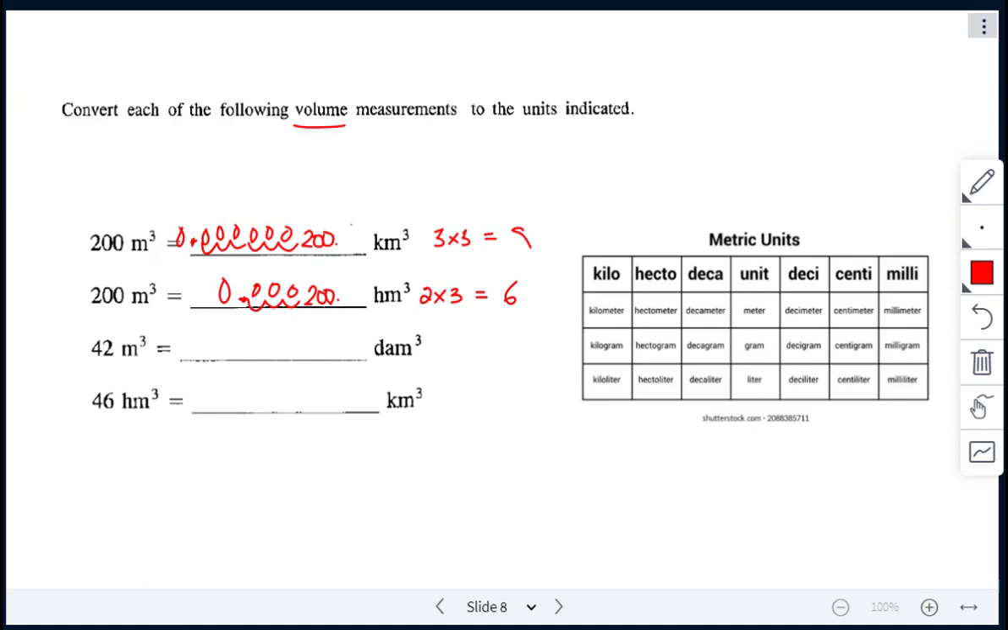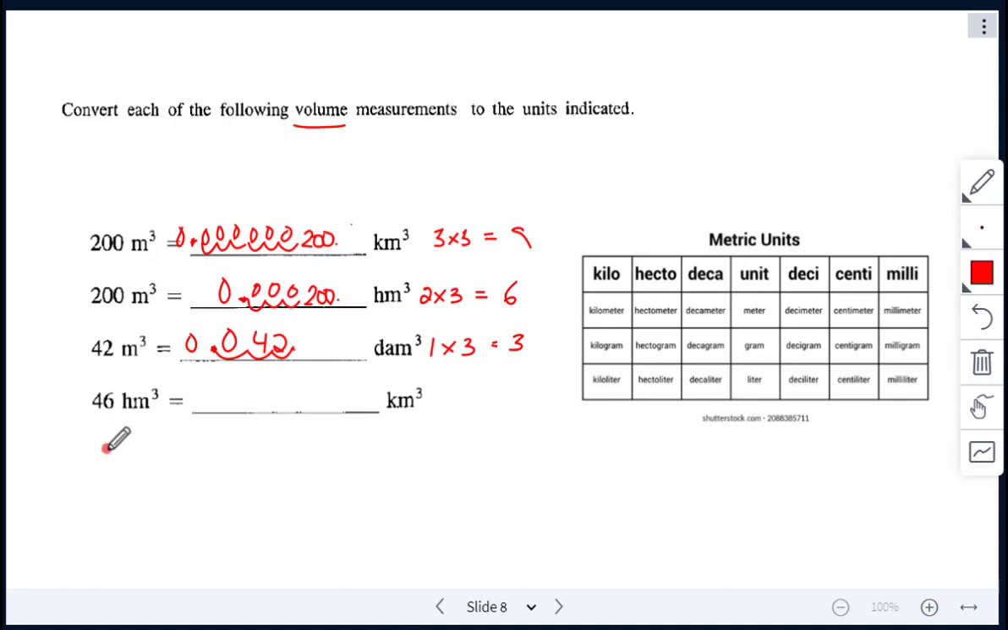All right, so here we have 42 meters cubed to decameters cubed. So meters to decameters, it's just 1 to the left, right? 1 to the left, but because it's volume, we have to do that 3 times. So we have to actually move it 3 to the left. So here's 42. There's my current decimal point. I have to move it 3 to the left. So 1, 2, 3. New decimal point is there. So my answer is 0.042.